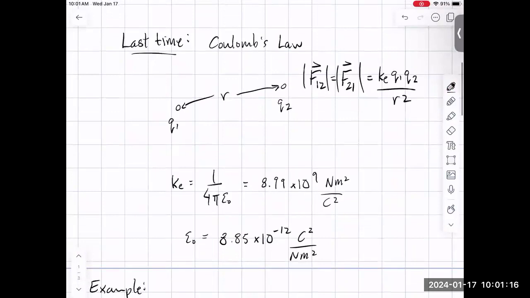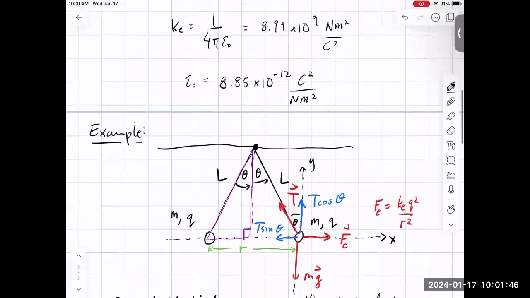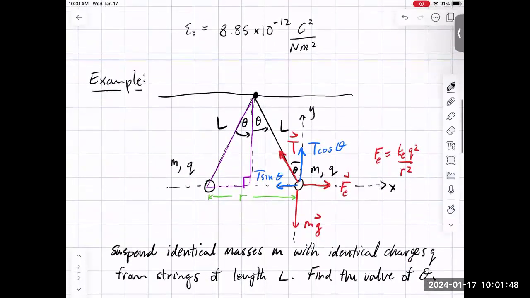This constant Ke is called Coulomb's constant. It has a value of 9 times 10 to the 9 and units newtons meters squared per coulomb squared. And it could also be written in terms of this permittivity of free space, this Greek letter epsilon sub-zero. So 1/4 pi epsilon naught is another way of expressing Coulomb's constant, where epsilon naught is this 8.85 times 10 to the minus 12.